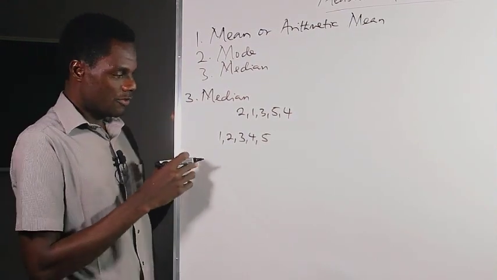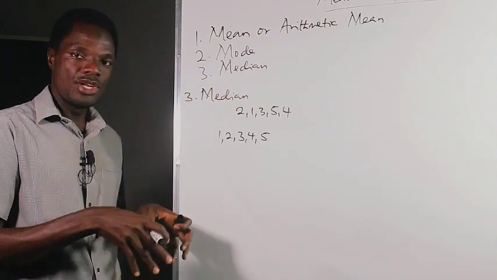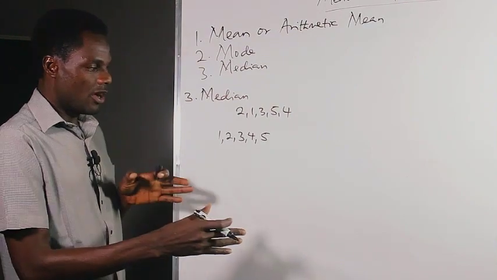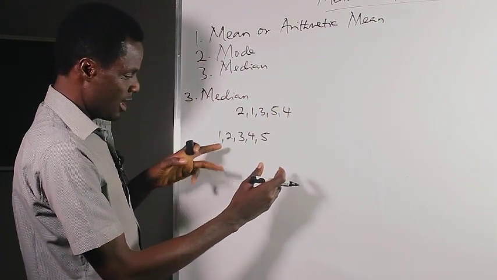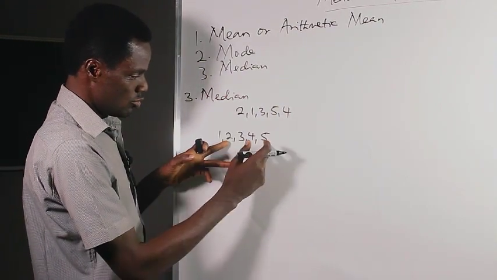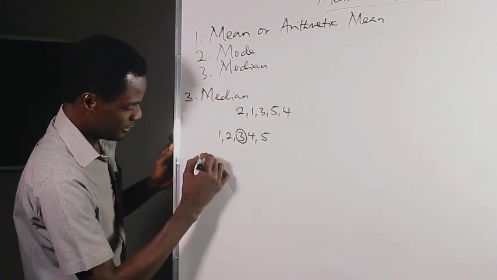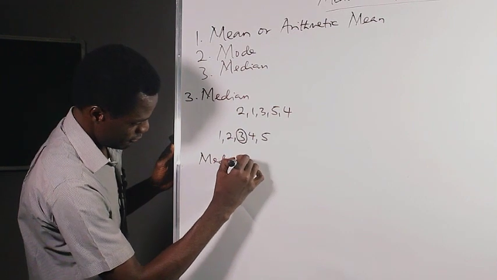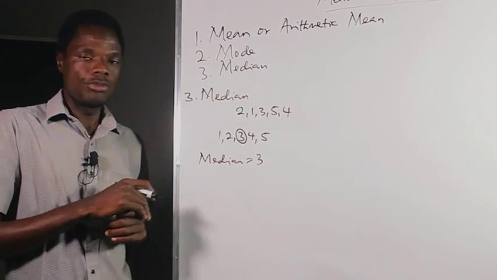So how are we going to find the median? As I told you, the median is the exact middle number of the observation. So we count from the left, for example: 1, 2, then 1, 2 from the other side. So therefore 3 is our median, because it is the exact middle number of the observation.